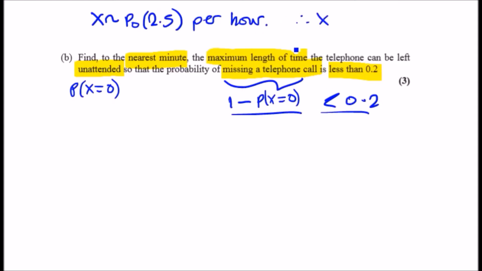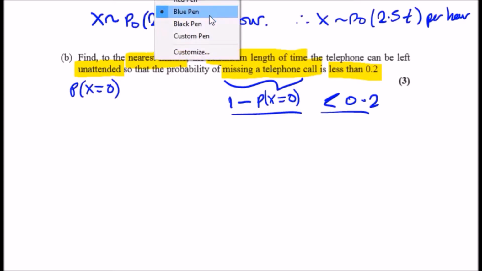We also need a new distribution because we're working with time. Let the new time variable be t, because we want to find out exactly how many hours per t. So t per hour or t per minute. So x is a Poisson distribution with mean 2.5t per hour. Once we work out the t value, we can work out the number of minutes that can be missed. So let's have a go. Hopefully you guys are following me with this one.